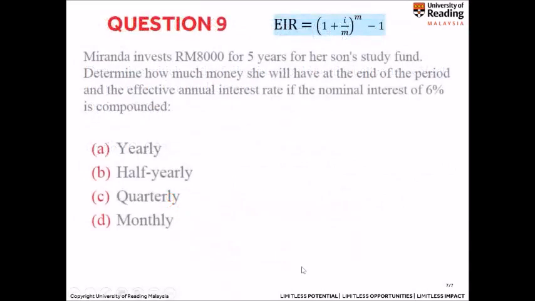Last question. Merida invests 8,000 for 5 years for her son's study fund. Determine how much money she will have at the end of the period and the effective annual interest rate if the nominal interest of 6% is compounded yearly, same as the annual interest. Half yearly, you get 6.09%. Quarterly, you get 6.14%. Monthly, you get 6.17%.